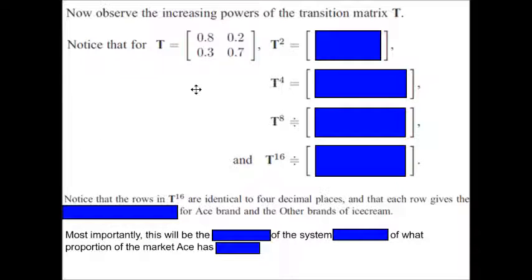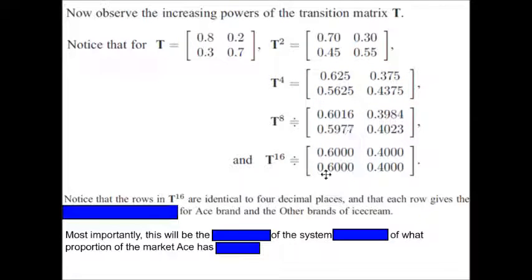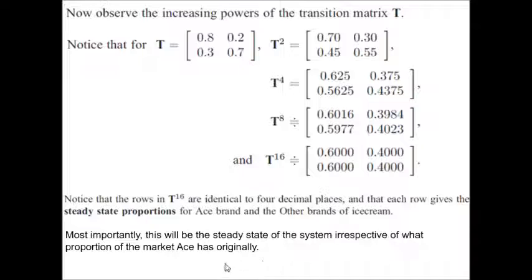But we can achieve this another way. If we looked at the transition matrix T, and here it is here, if we were to square it, then square that, and so on, then we eventually end up with a matrix where we have our 60% and 40%, which was the market share for Ace and the market share for other brands. So we end up with the steady state proportions. And as it says here, most importantly, this steady state system can be found irrespective of the original situation.